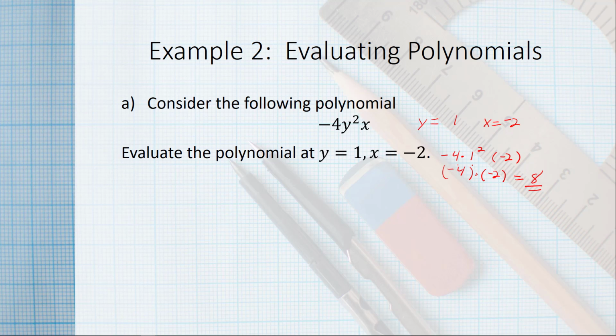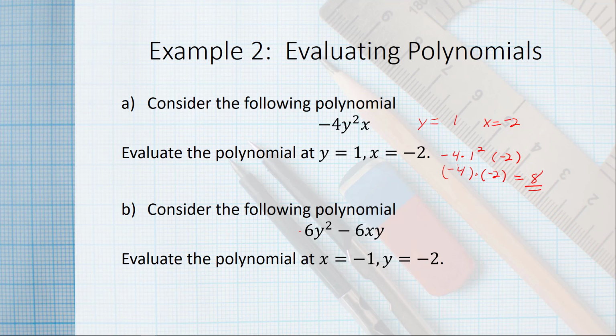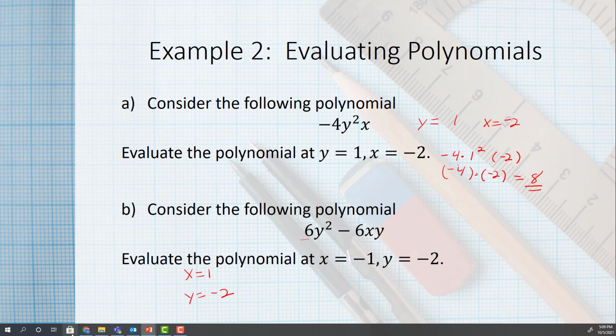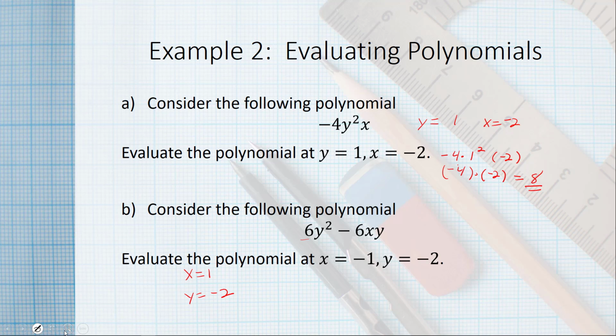Now we have another example here, which is this polynomial, which by the way is a binomial. Its degree happens to be 2, and it has a leading coefficient of 6. Now you want to evaluate this when x is equal to minus 1 and y is equal to minus 2. So once again, oh, that's a mistake there. That should be a minus 1. Okay, so we're basically going to substitute minus 2 for y and minus 1 for x.